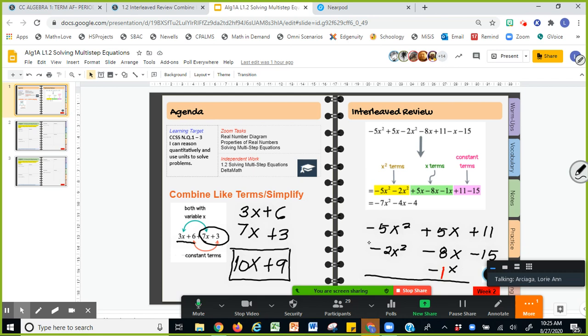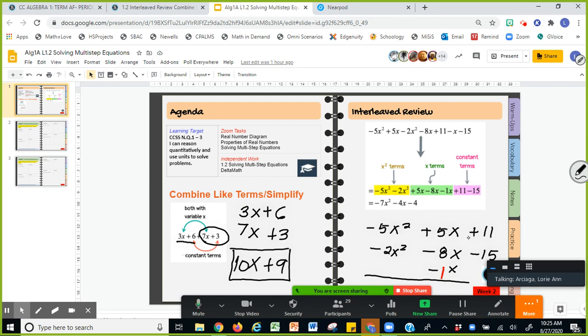line them up, you would see that these two together will become negative 7x squared, right? Now, where did the 4x come from? Well, let's see, 5 and negative 8 together is negative 3, right? Because you take the sign of the bigger number and then subtract the value. So that's negative 3. But there's another negative 1 here. So that's where the negative 4x comes from.